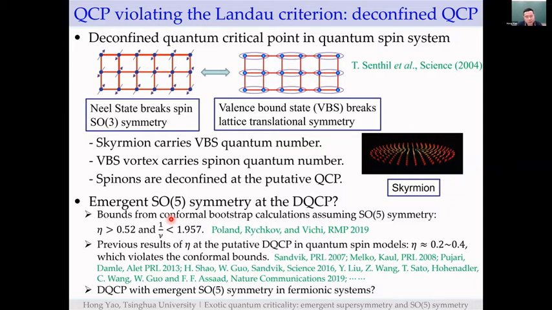So it raised a question whether such a DQCP can occur at the direct phase transition between the Néel state and the VBS state. Most calculations before were bosonic, with spin models. So here we would like to see whether DQCP can emerge in fermionic systems, fermionic models.